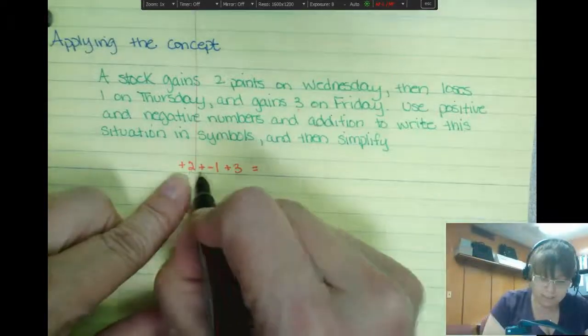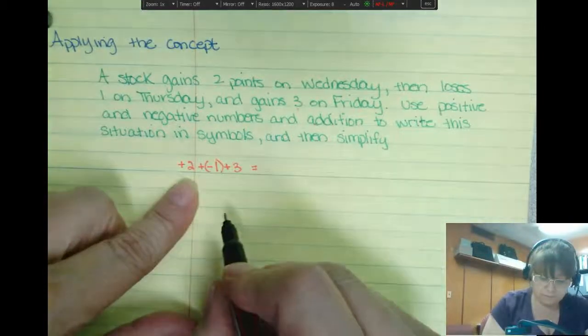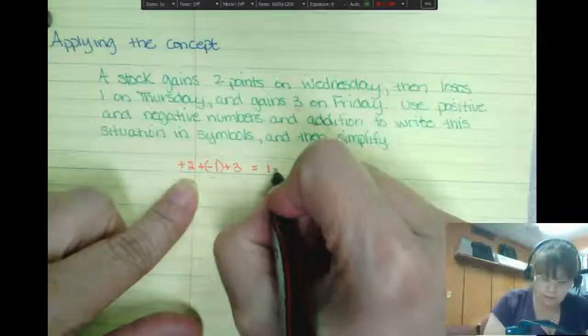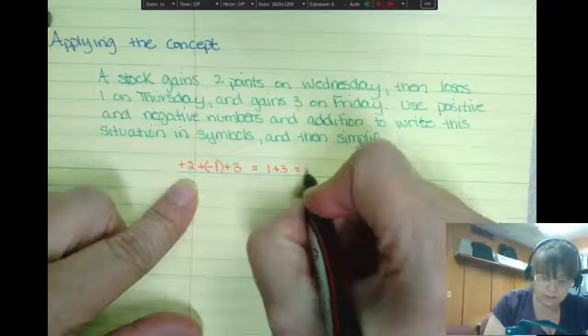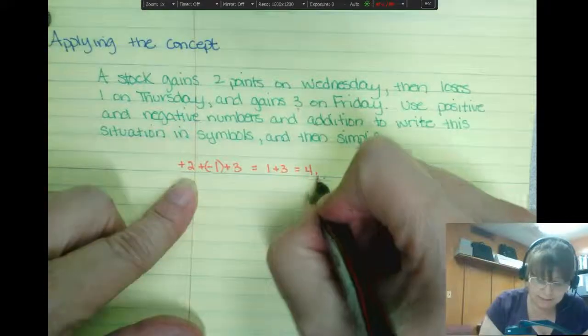So 2 plus a negative 1 is 1, plus 3. So 4 points is the total change.